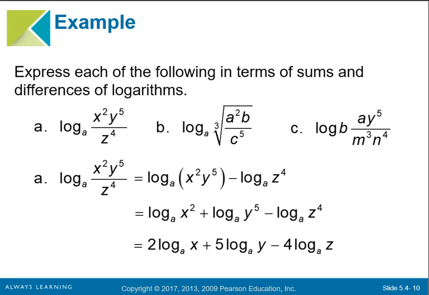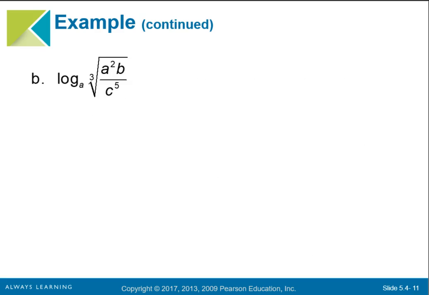Alright, our next one we're going to look at is going to be log base a cube root. We're going to have an a squared times b, all being divided by c to the fifth. Alright, so here's our initial starting place. So we're going to take a moment and think that cube root is the same as raising something to the 1/3 power. So we've got log base a, and then this part that was a fraction, and that's all being raised to the 1/3.